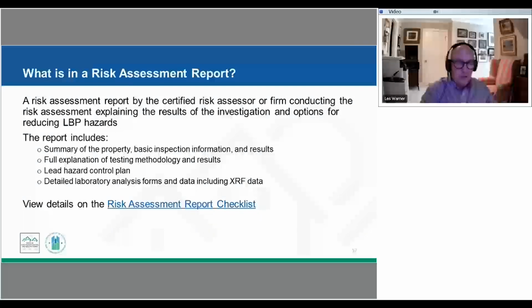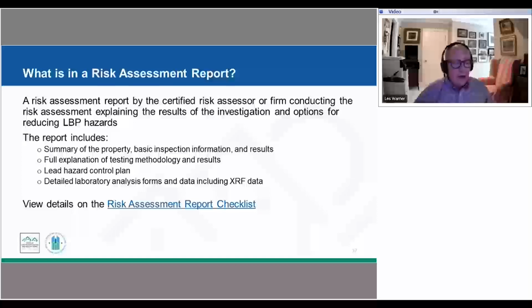Our risk assessment report generated from this will provide information about the inspection methodology that was used and some basic information about the property. Then it will include the results of not only our visual assessment but our paint testing, to determine where we have identified lead hazards. That will also include a lead hazard control plan.